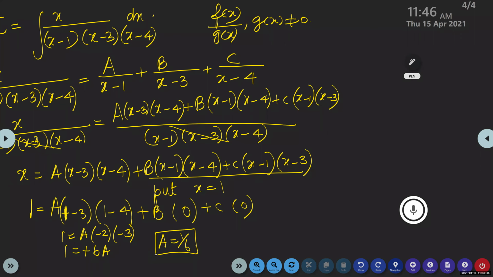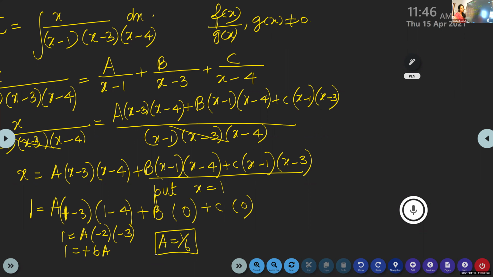Ma'am, B is equal to 0 now. Yes, Shubham? C is equal to 0 now. Yes, B also we have to find like this. A is 1 by 6.